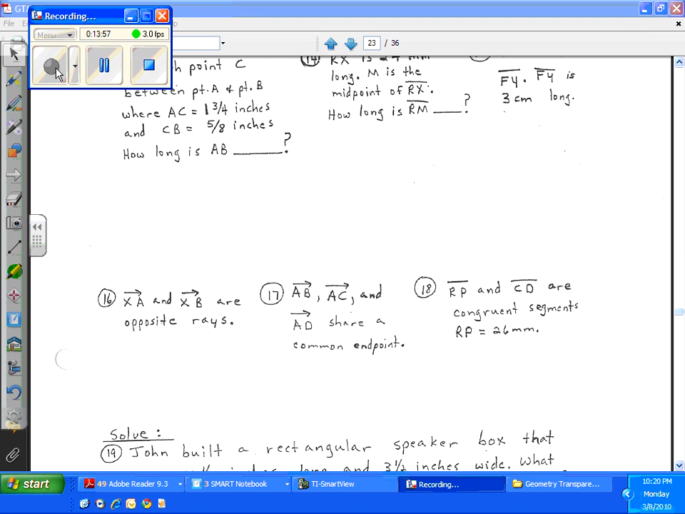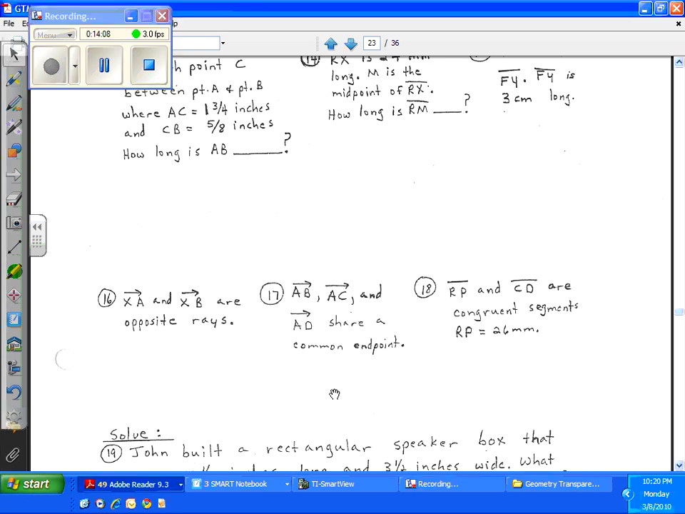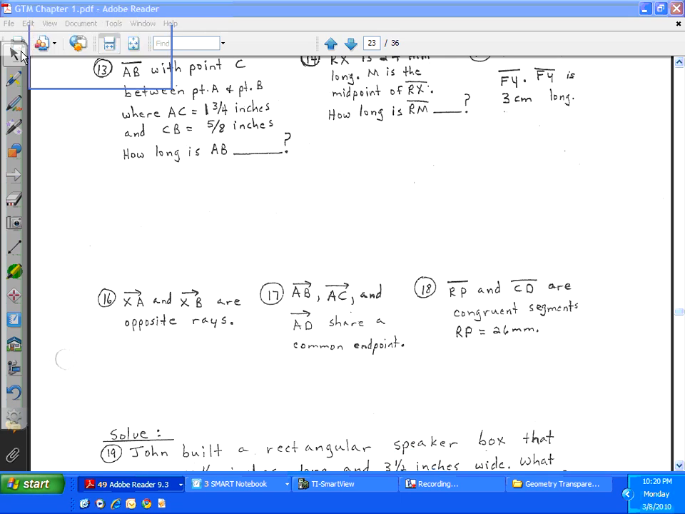Let's look at number 17. It says ray AB, AC, and AD share a common endpoint. So ray AB, excuse me, I'm having to get my smartboard to do what I want it to.